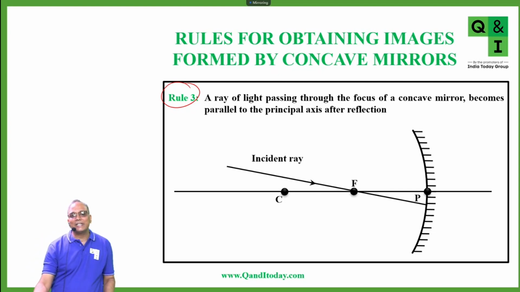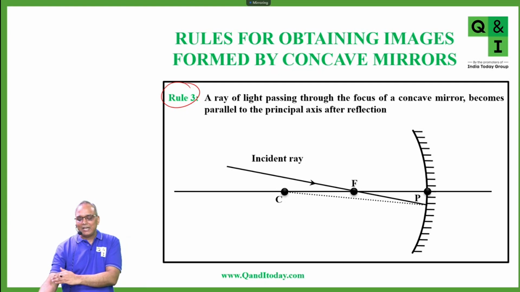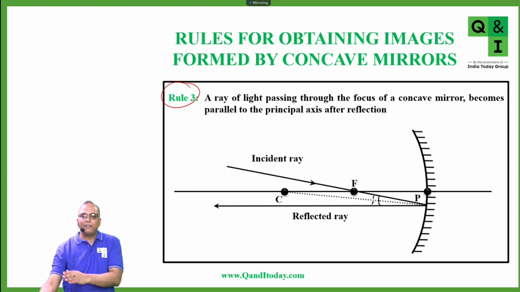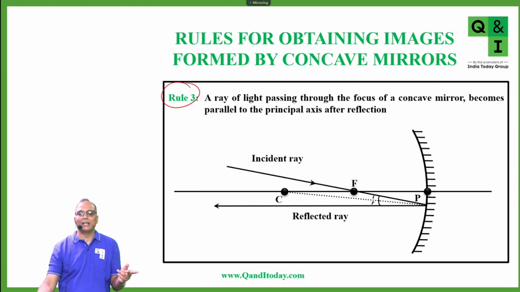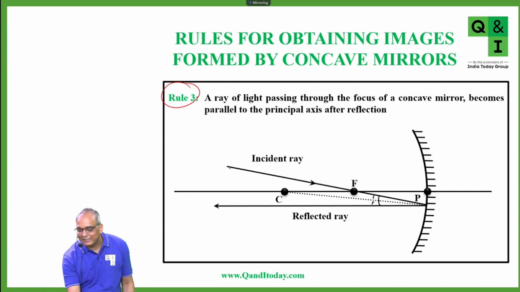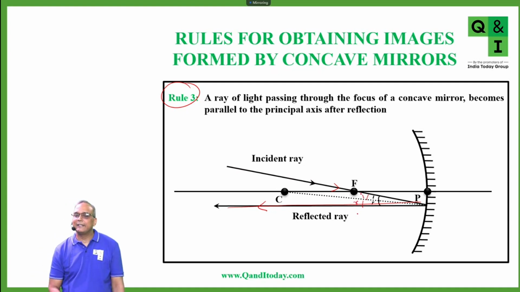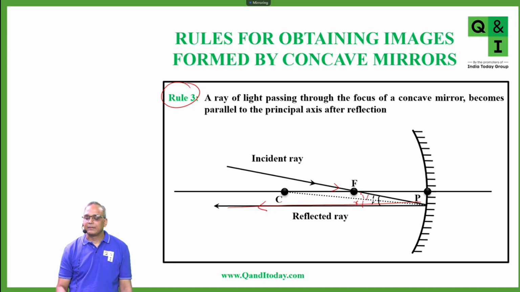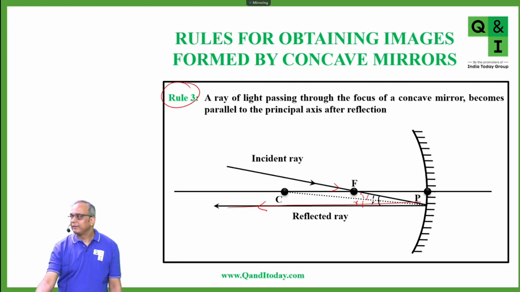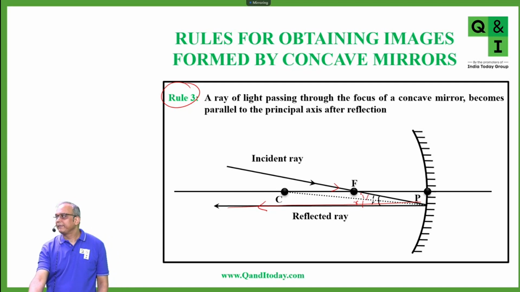Now, what this rule says is that if the incident ray passes through the focus, after reflection, the reflected ray will become parallel, just opposite to rule 1. So here the incident ray is passing through the focus and the reflected ray becomes parallel to the principal axis. Again, the law of reflection is being followed, where angle of incidence is equal to angle of reflection. Is it clear?